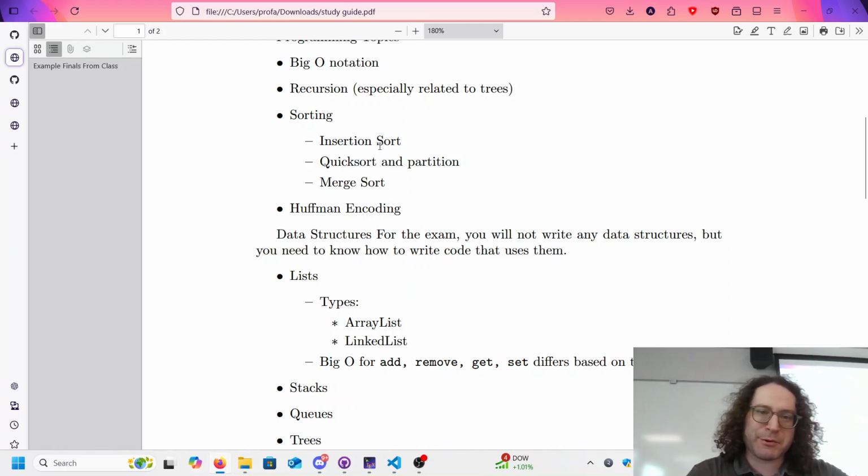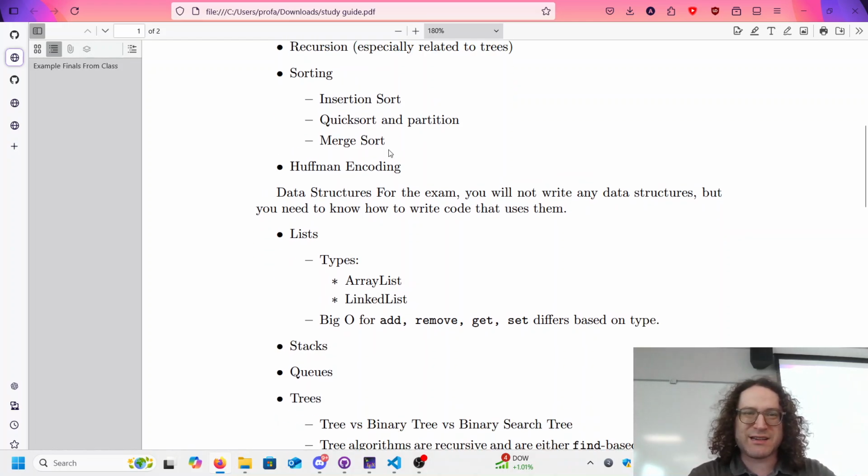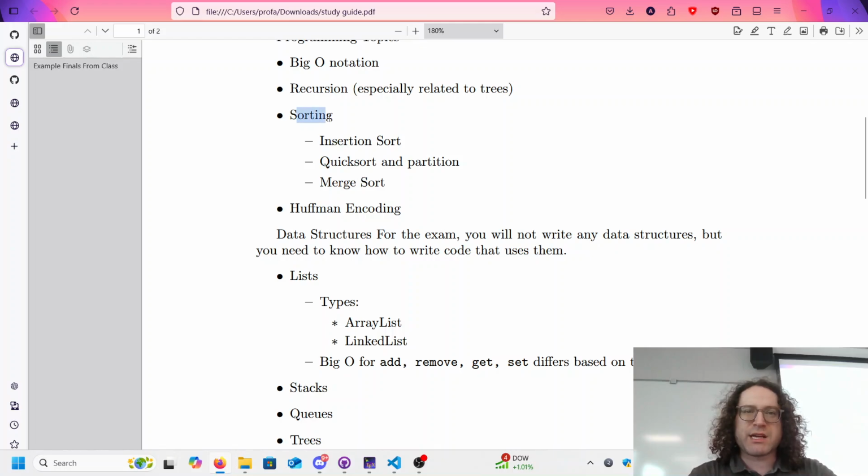Although I'm sure there's clever programming that uses up more space than you can handle. For sorting, the ones I typically go over in the exam are insertion sort, quicksort and partition, and merge sort.